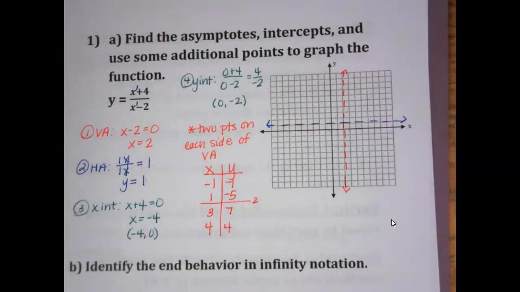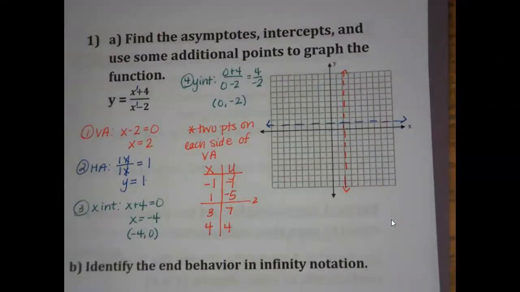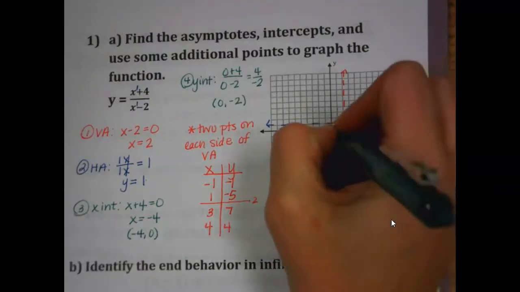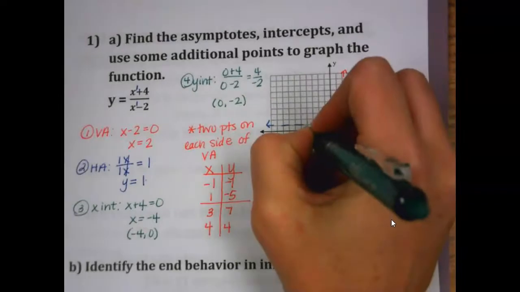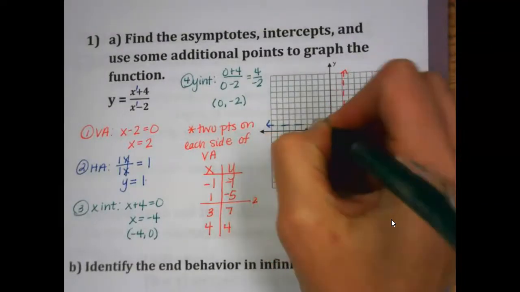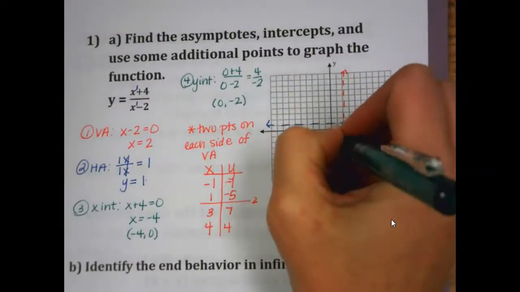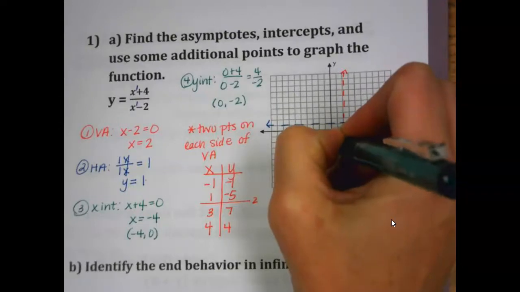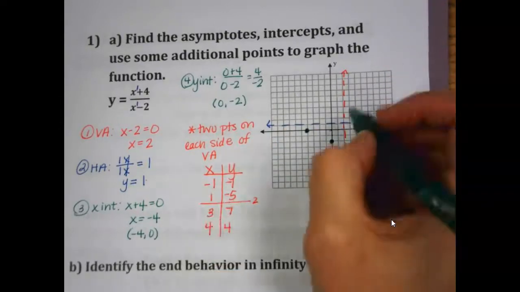Notice that I'm dotting these lines. That's because asymptotes are imaginary lines. I'm going to put my x-intercept, -4, 1, 2, 3, 4, 0. My y-intercept, 0, -2. And then these 4 additional points.